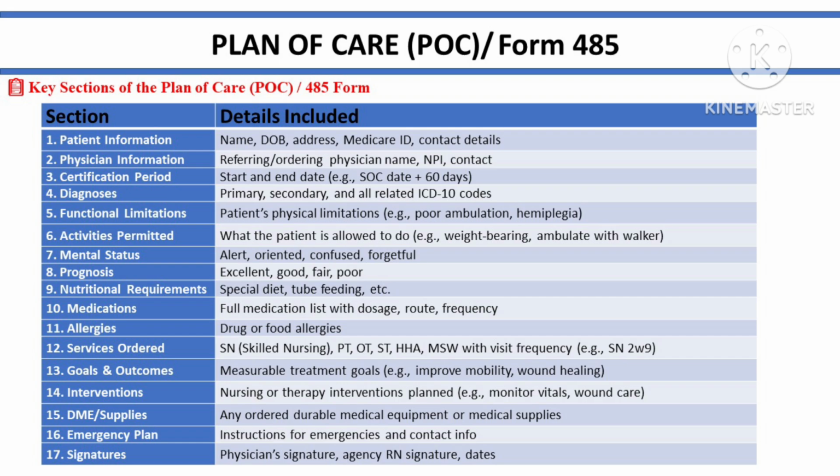Goals and outcomes section documents all the measurable treatment goals, for example improve mobility, wound healing. All the patient-specific goals are documented here. Interventions section includes planned interventions for nursing or therapy, for example monitor vitals or wound care. Any ordered durable medical equipment or medical supplies should be documented in DME, supplies section. Emergency plan includes instructions for emergencies and contact information in case of emergency. Lastly, we can see physician's signature, agency RN signature, and dates in the signatures section.